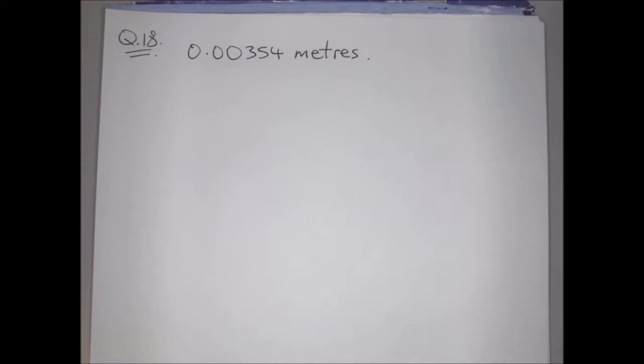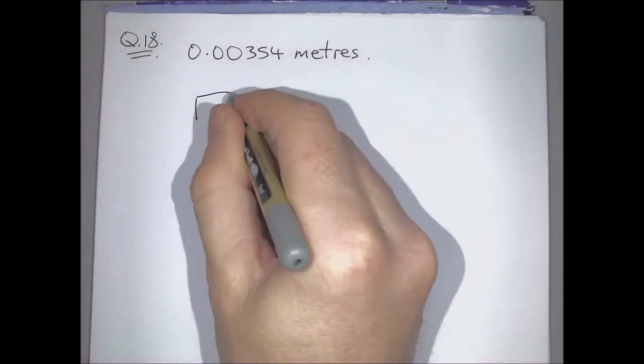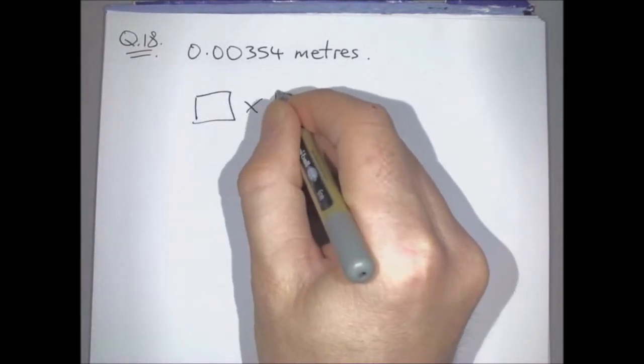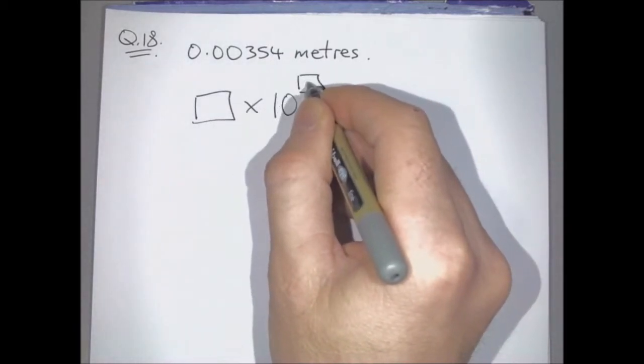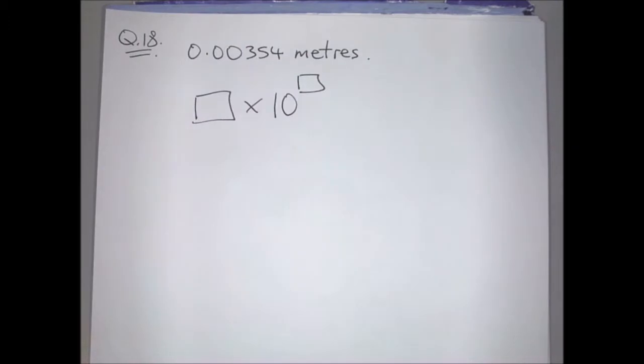So we're writing this number here in standard form. The first part in standard form is to have a number go in here, times 10 to the power of some other number up here. The power, or the exponent, goes up there.